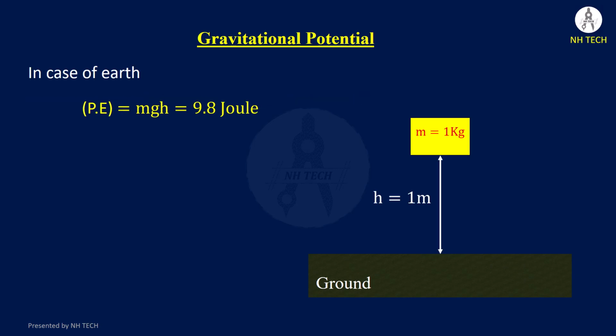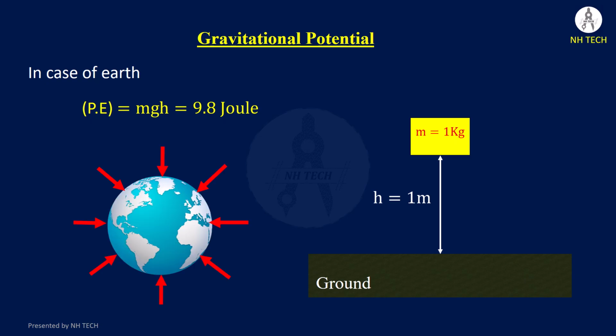Now, if we lift this object upwards, it gains potential energy. But where does this energy come from? It comes from the work we do while lifting the object. This gained energy is stored due to the gravitational field of the Earth. If there were no gravitational field, there would be no potential energy. So remember this important point: wherever there is a field, there is a possibility of work being done.